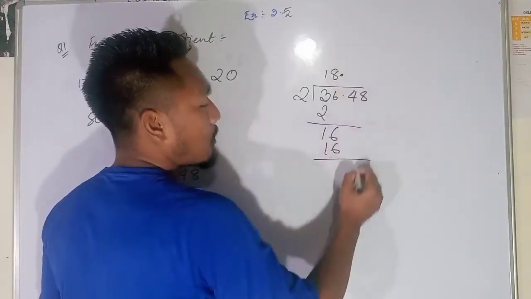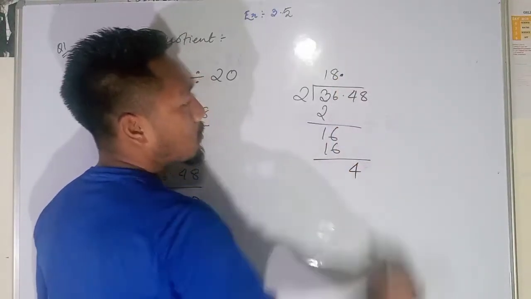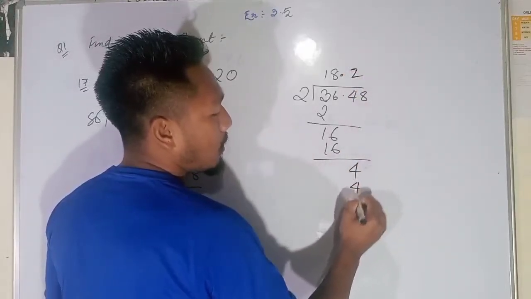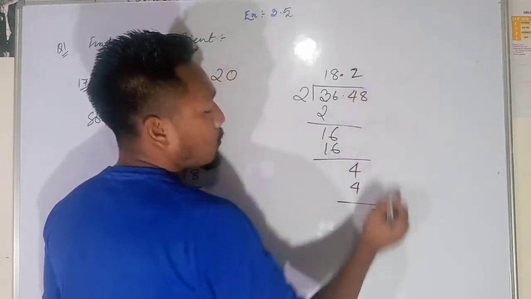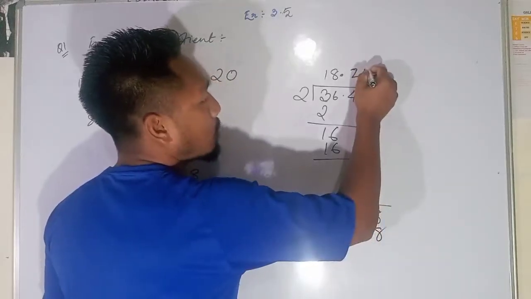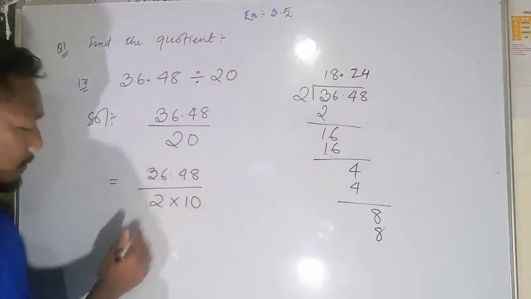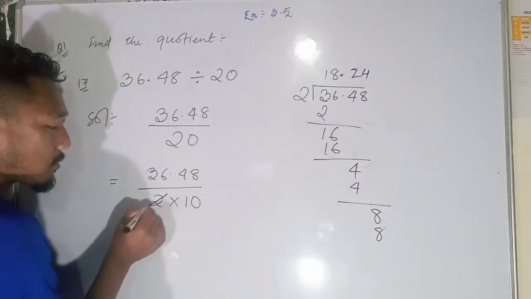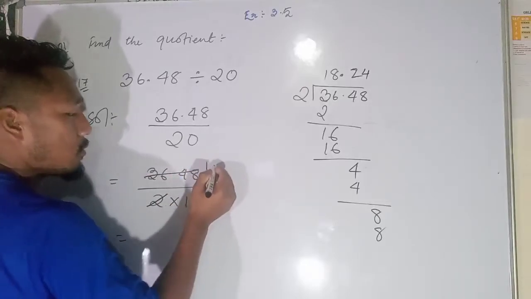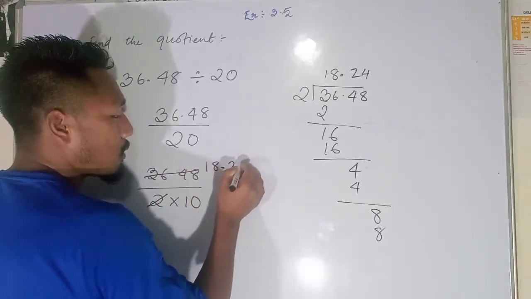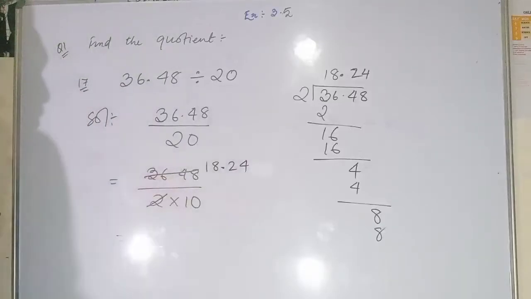I have to put a point here. 4. Okay, so 2 2s are 4. Again, I will bring the 8 here. 2 4s are 8. So when I divide 2 with this, or you can cancel like this. So 2 1s are 2. 2 8s are 16. 2 2s are 4. 2 4s are 8. We can cancel this way also.